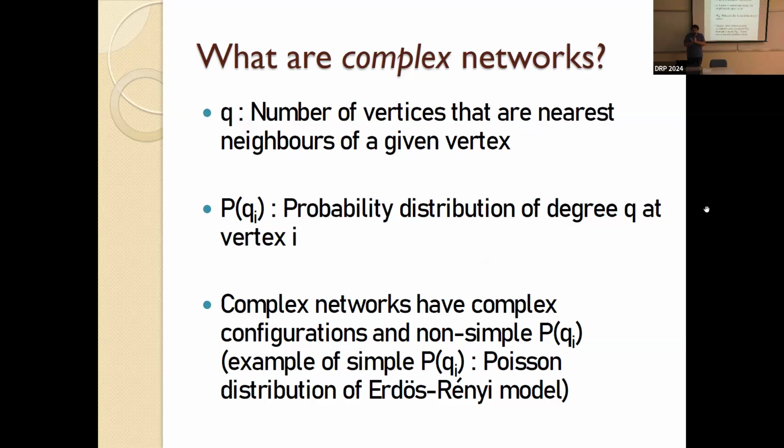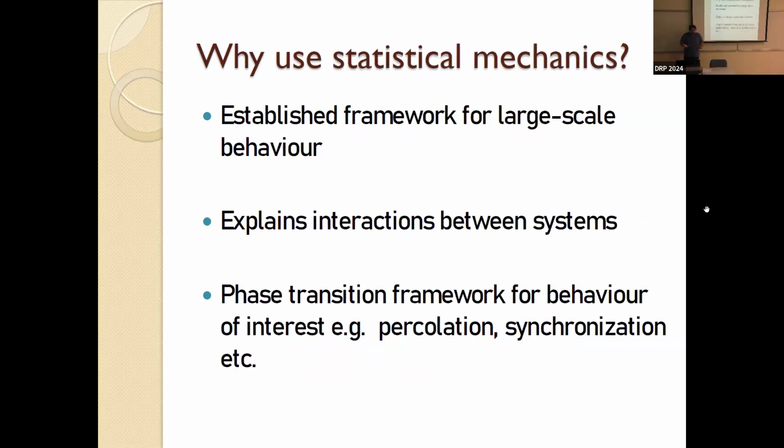What defines a complex network is the fact that this probability distribution is not simple, such as a Poisson distribution, a Gaussian distribution, etc. So it can have very complex configurations, and therefore usual mathematical models can get really complex in explaining complex networks. So why do we even try to use statistical mechanics? Why do we even try to do physics on these mathematical structures?